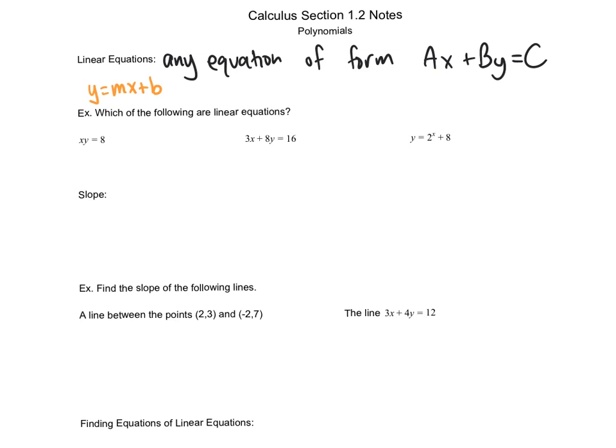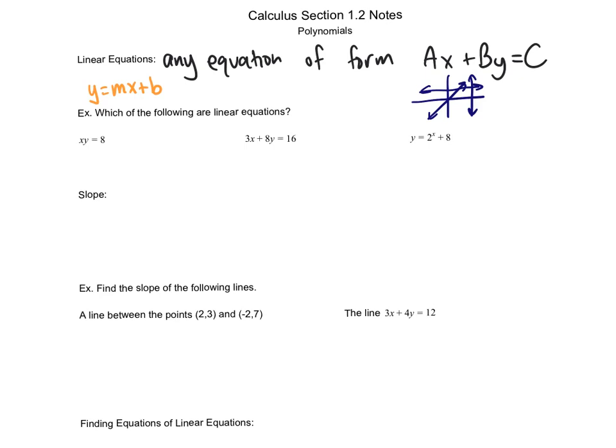And there are other things as well. Obviously, if you graph a linear equation, you're going to get some kind of line. It could be a slanted line like this. It could be a horizontal line. It could be a vertical line. Those are all going to be our linear equations.